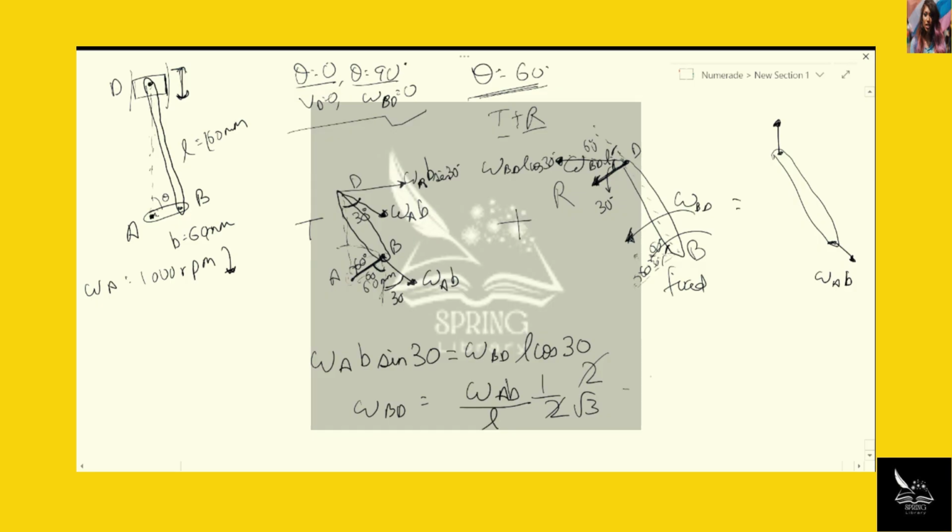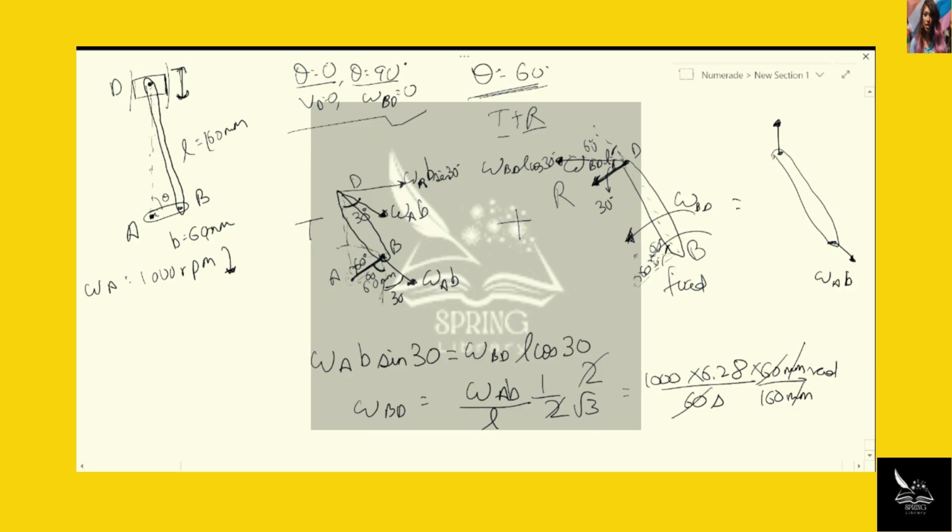We put the numbers in. This will be 1000 times 6.28 radians per 60 seconds. B will be 60 millimeters. L will be 160 millimeters. This is radians, this is seconds already. So always check your units. If you followed me, I catch my mistakes many times just because I check the units.